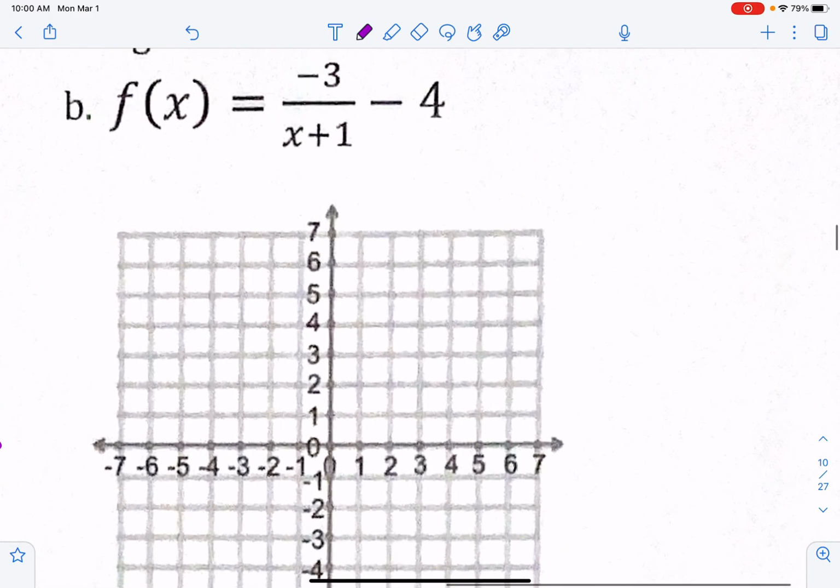This one over here, we do have a number on the top, -3. We'll talk about that in just a second. Put a little star by the negative because that is going to do something else as well.